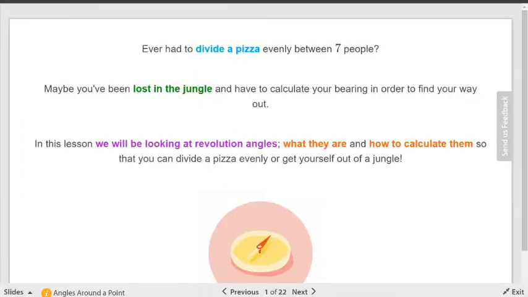Now, we're going to be talking about what are called revolution angles. We talked about this; it's one of the types of angles. What does a revolution angle mean? It's an angle that goes all the way around, so it's 360.